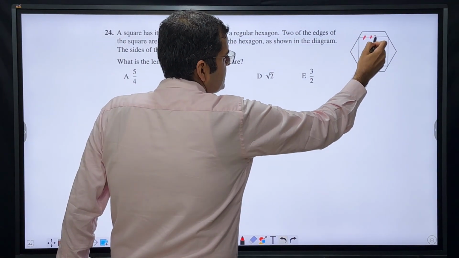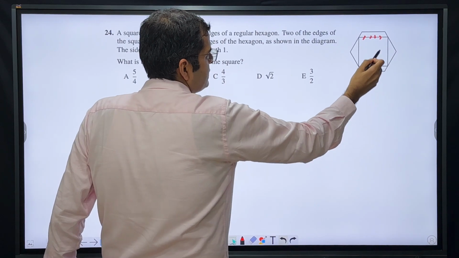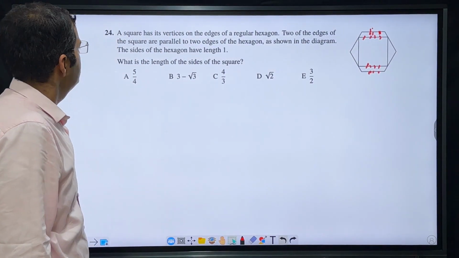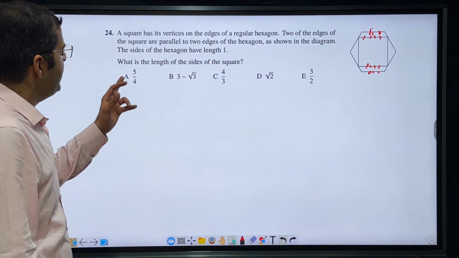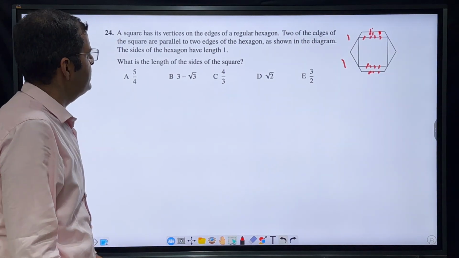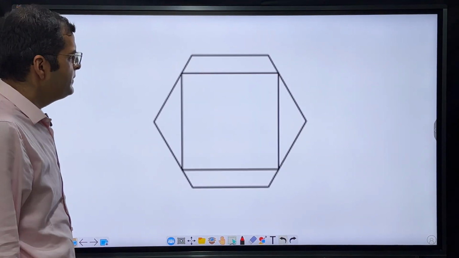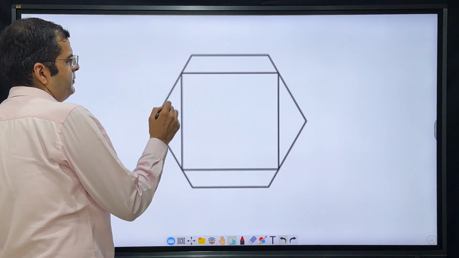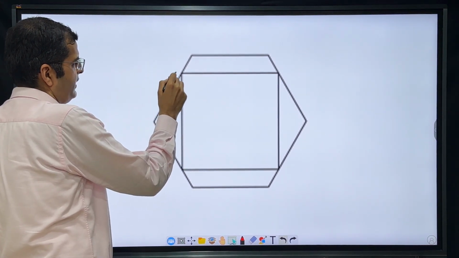So over here, this edge and this edge of the square are parallel to this edge and this edge of the hexagon, as shown in the diagram. The sides of the hexagon have length 1. So the side of the hexagon is 1. What is the length of the side of the square? So what I have done is I have enlarged the figure here. So the side of the hexagon is 1.